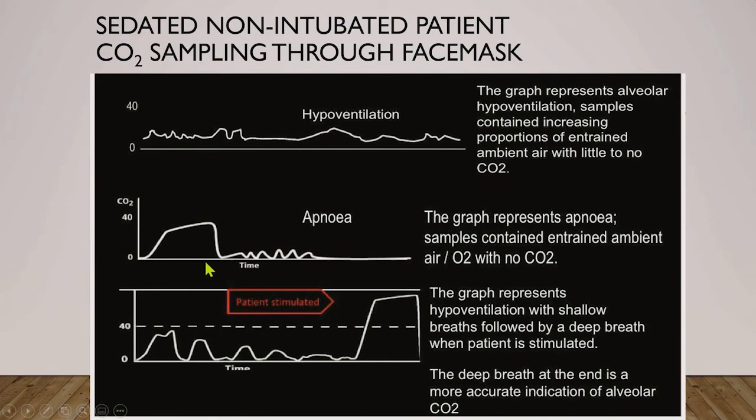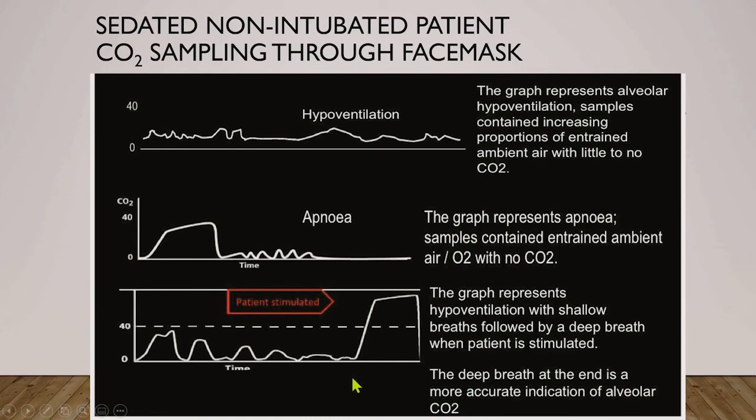In the second graph here, you can see that initially the waveform looked like the normal waveform that I just showed you. Then with a few hypoventilating breaths, it drops down to a completely zero CO2 reading. So this graph showed that the sample here just contained entrained ambient air with no CO2. So it represents that the patient is having apnea.